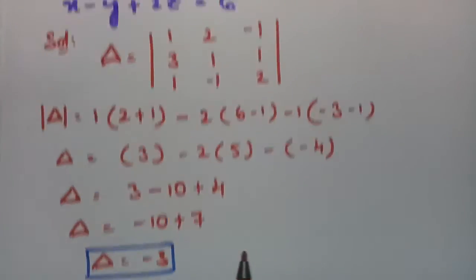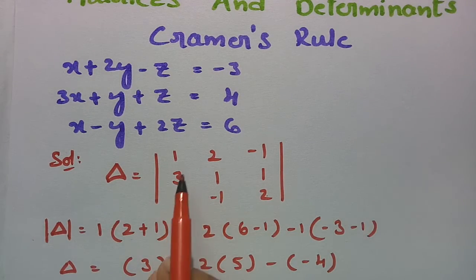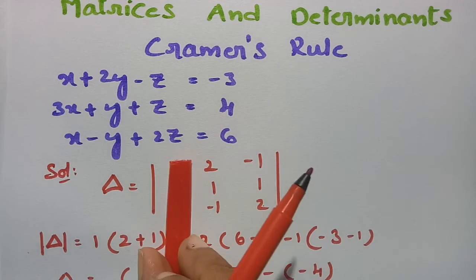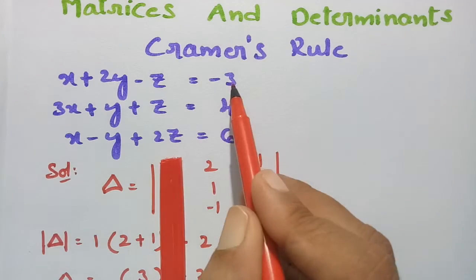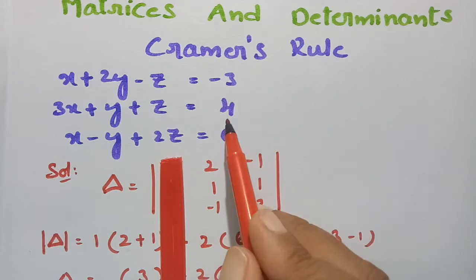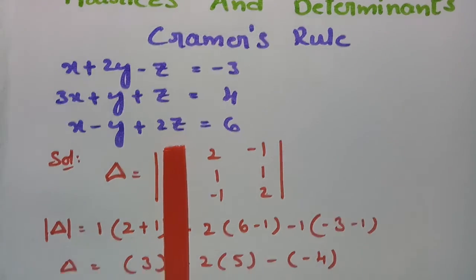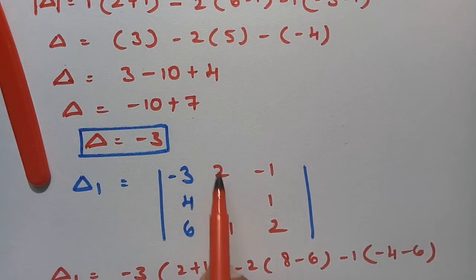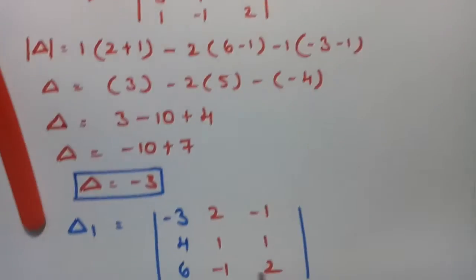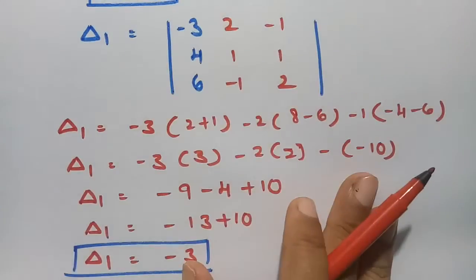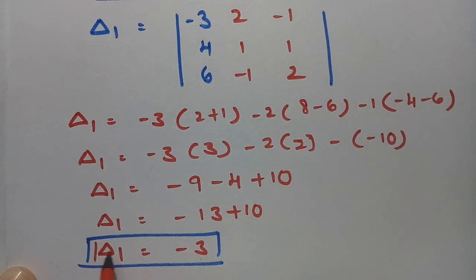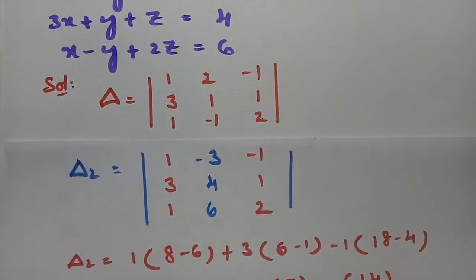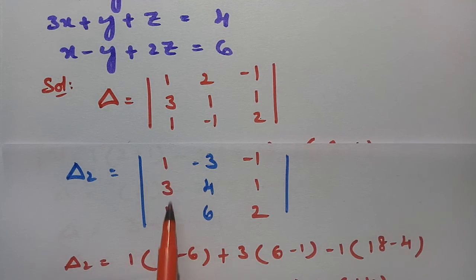So delta 1: I have to replace column 1. In place of column 1 I have to write minus 3, 4, 6, the constants on the right side of the given equations, and the rest 2 columns I write as they are. That's what I have done: minus 3, 4, 6, and the 2 columns as they are copied from delta, and again I have calculated the determinant for this.